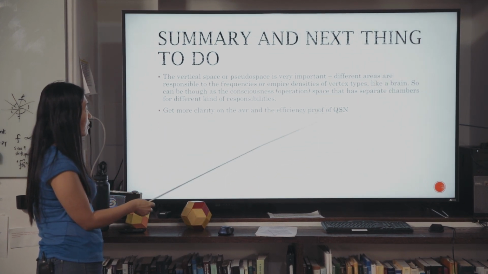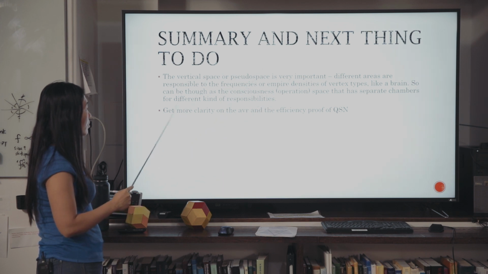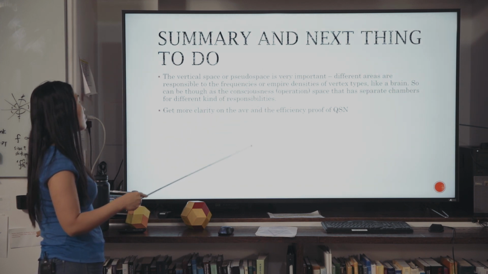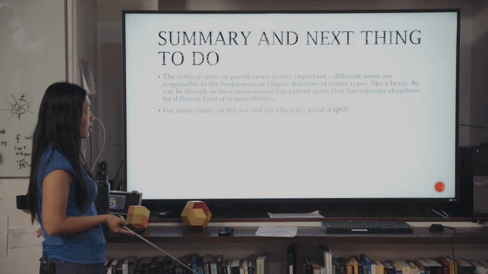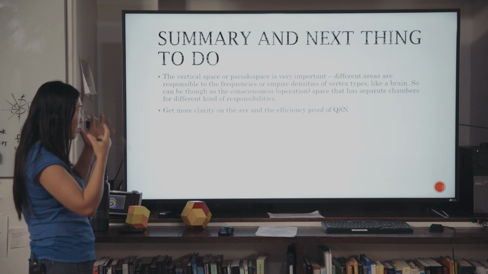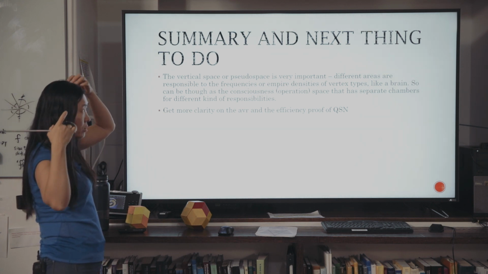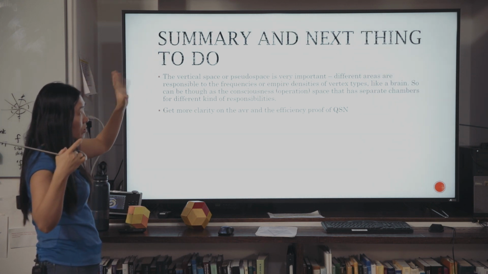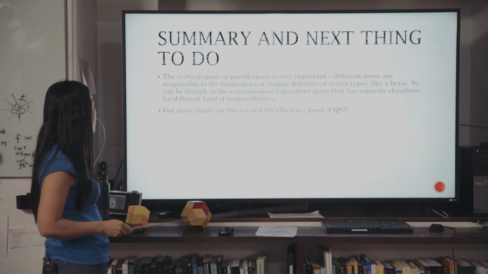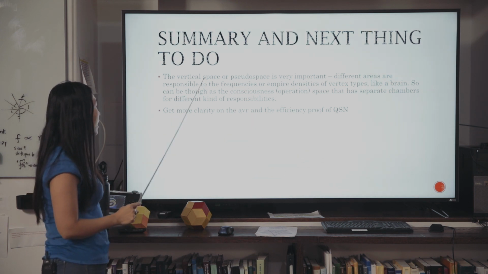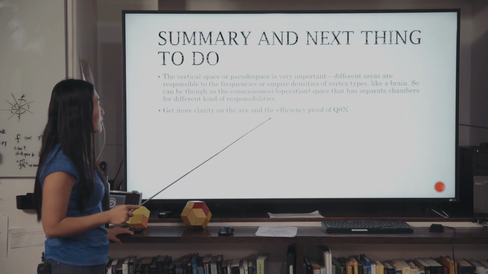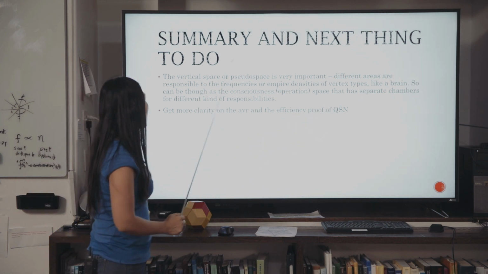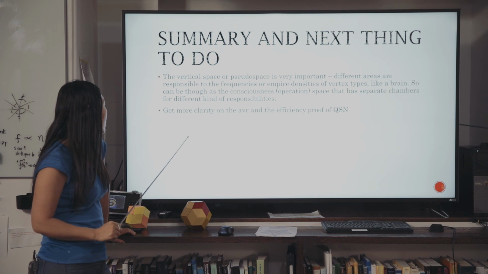Like I said, the volumes could correspond to the frequencies, and the volume can also correspond to the densities of the vertex types. Kind of like the brain, like it's a small little window there, but each area is responsible for certain functions. So it can be thought of as the consciousness space. That's just my crazy thought, that it has separate chambers for different kinds of responsibilities.